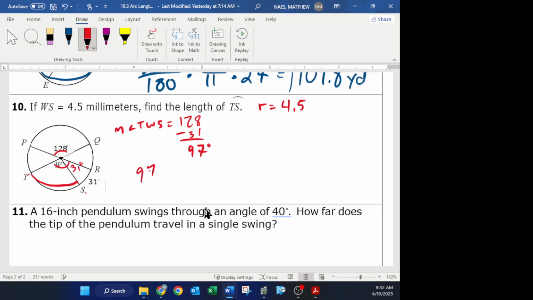So 97 over 180 times pi times 4.5. That should get you 7.62, and it's in millimeters, so millimeters.